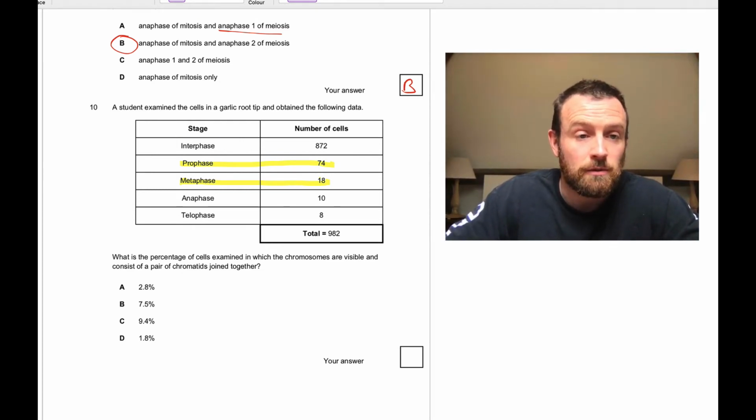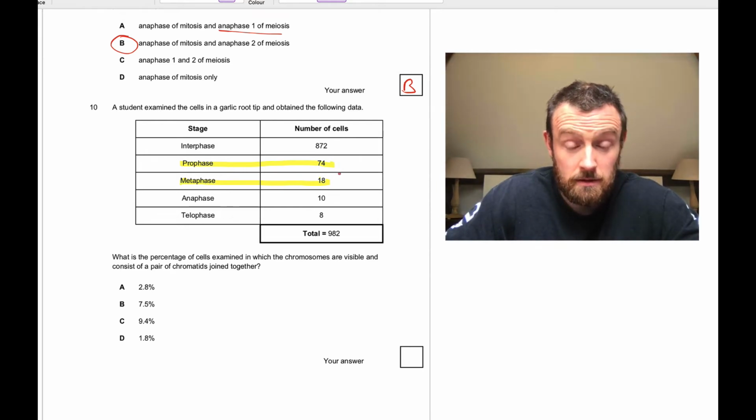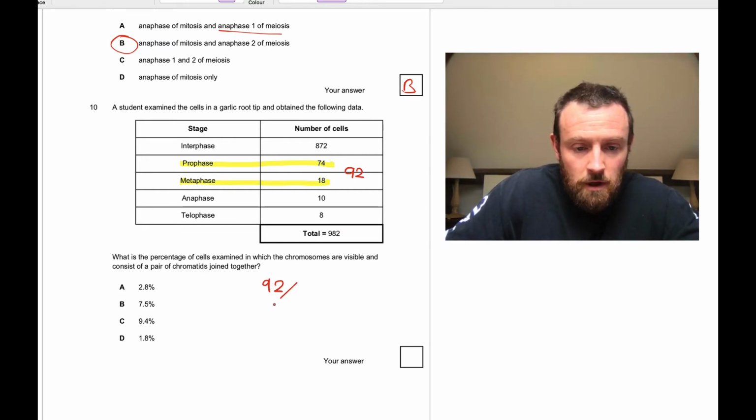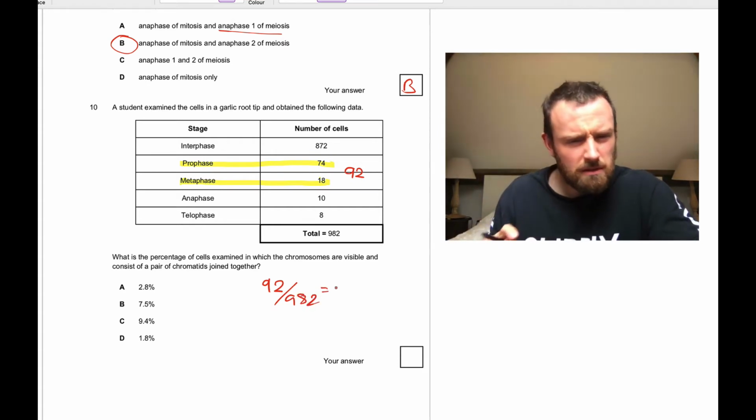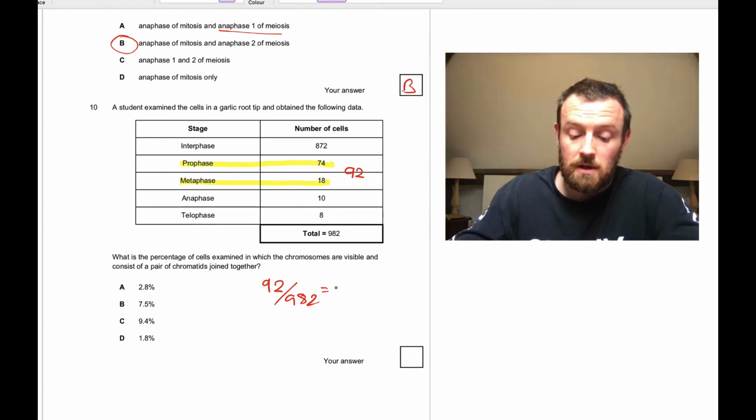So we need to take these two numbers and add them together. 74 plus 18 is, hang on a minute, 92. Yep, 92. And then we need to divide it by 982. So 92 over 982 equals, can't do that in my head, but it's around about 10%. 92 divided by 982. So it's 0.09.